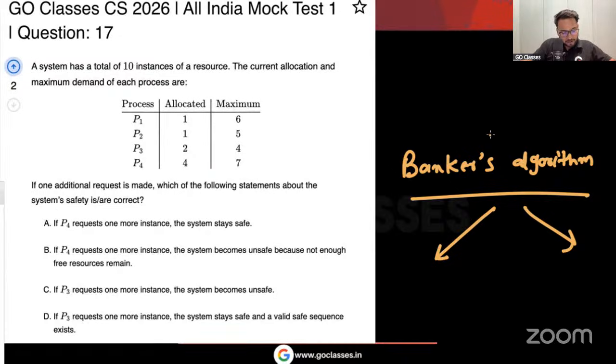Have you understood what these two types of question mean? One is: given this state, whether it is safe or unsafe. Another is: given this state, if some other process makes some more requests, then after granting, will it be safe or unsafe? So let's check whether after granting this request, this system will be in a safe or unsafe state. Let me do one thing.